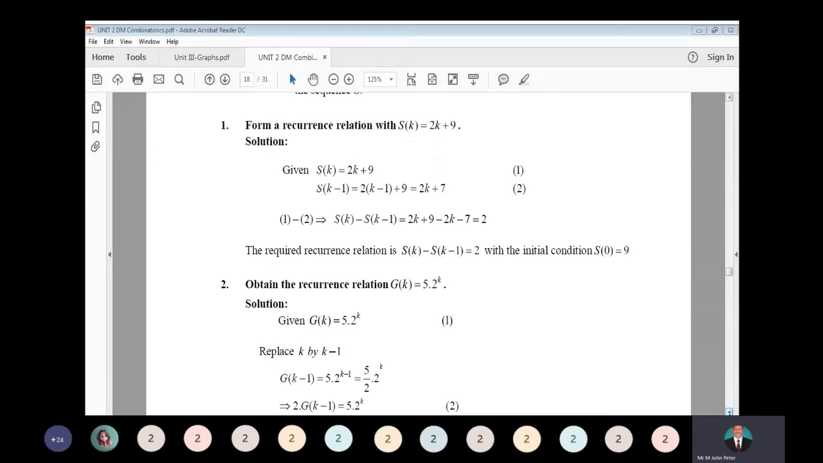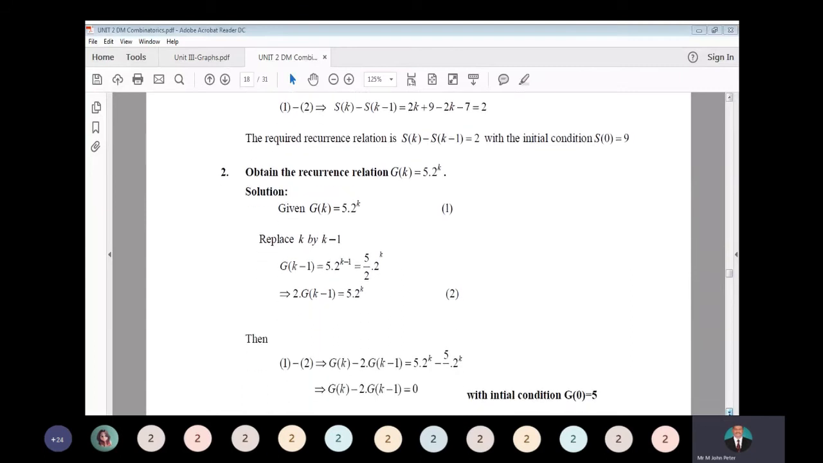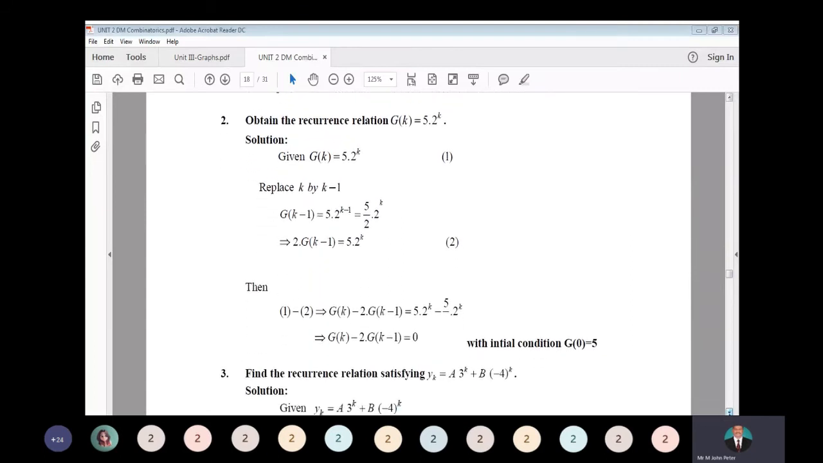Obtain the recurrence relation for g(k) = 5 times 2^k. Replace k by k-1, you will get g(k-1) = 5 times 2^(k-1). That is, you can write 5 times 2^k by 2, that means 2^k times 2^(-1). That 2^(-1), bring it to the denominator. You can write it as 5/2 times 2^k. And cross multiplying the denominator 2, you will get 2 times g(k-1) equal to 5 times 2^k.